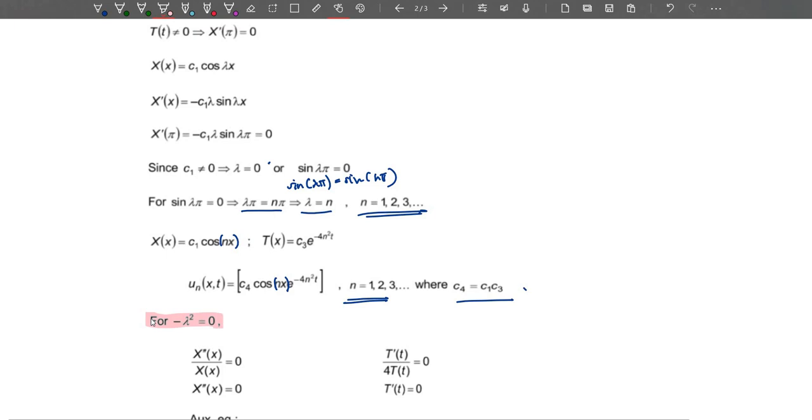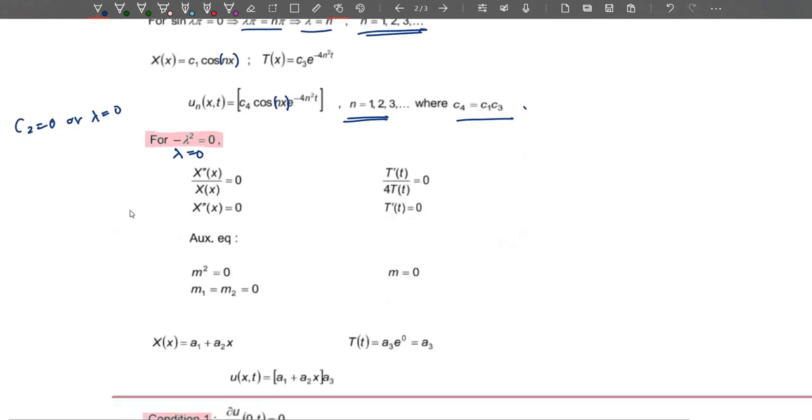Let's look at the second assumption. Let's say we take lambda equal to 0. Because first we have c2 equal to 0, and then another one, lambda equal to 0. So this one is for lambda equal to 0. When lambda equal to 0, that means negative lambda squared is also equal to 0, and thus we need to redo the separable again, because lambda equal to 0.